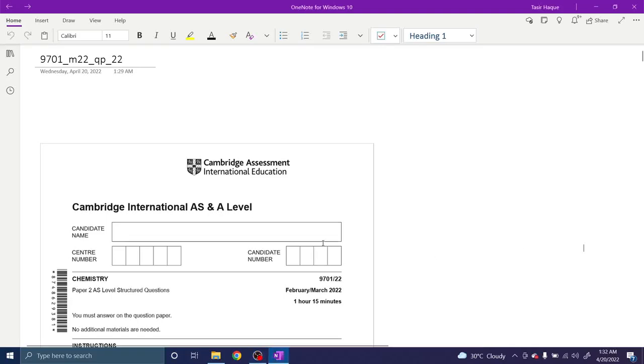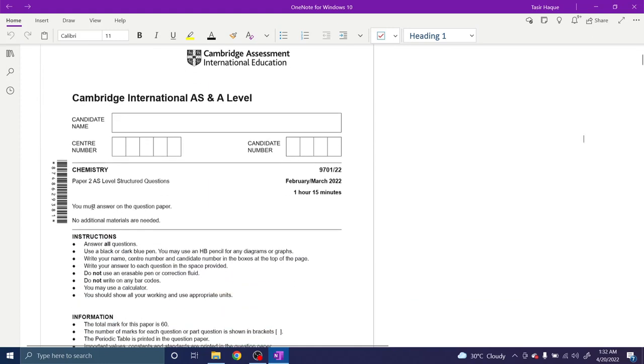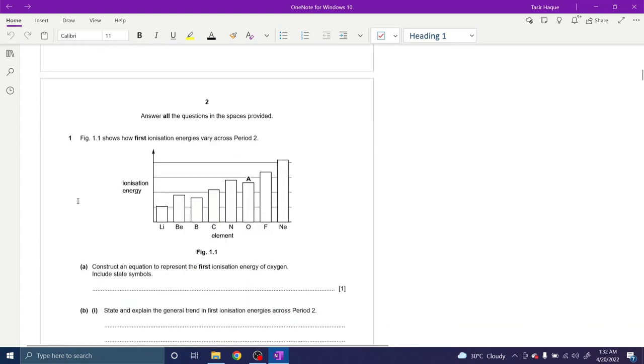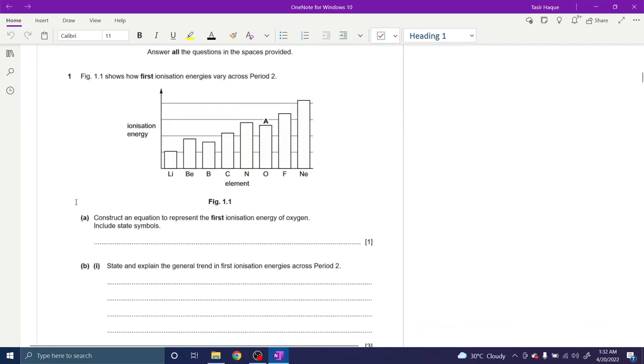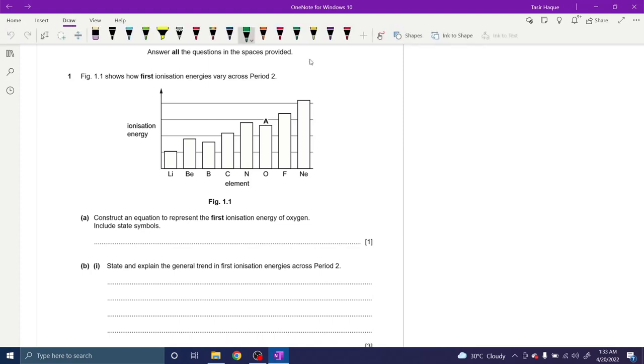Hello, today I'm solving the February-March 2020 variant for AS Chemistry 9701, variant 22, paper 2. The first question is on ionization energies across period 2.